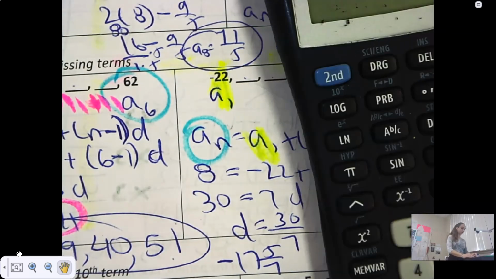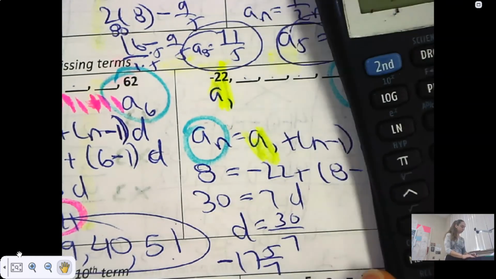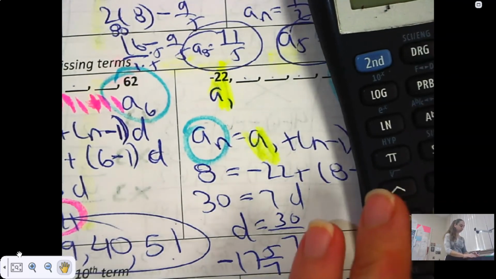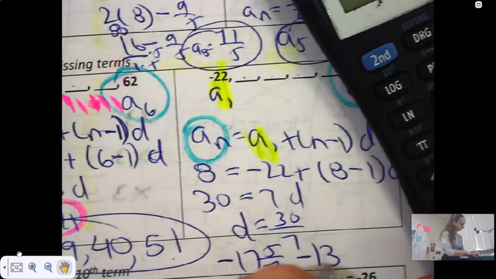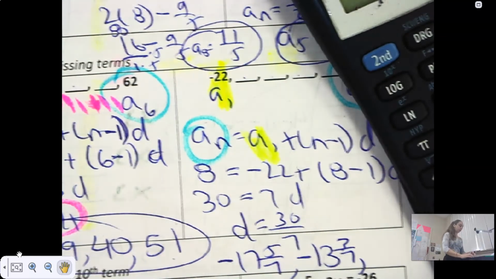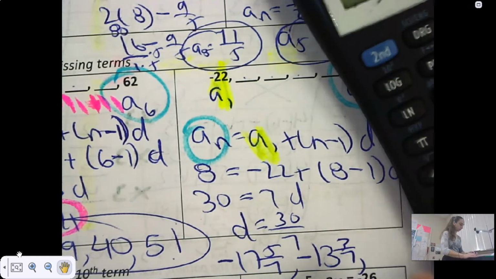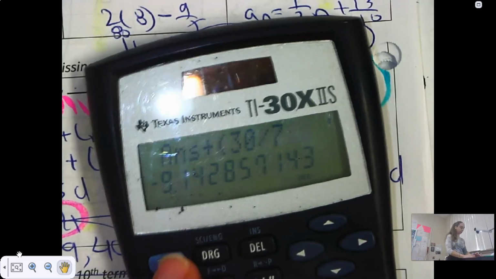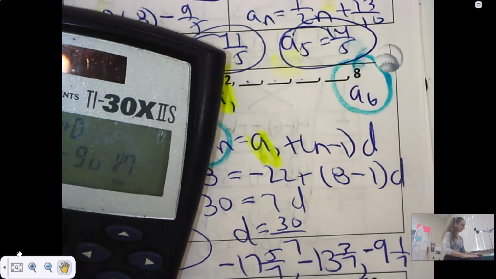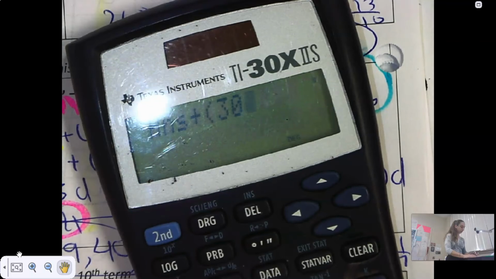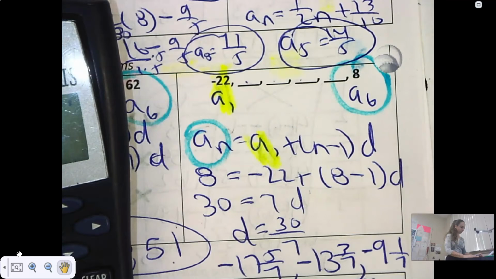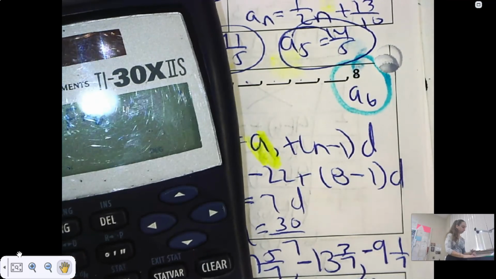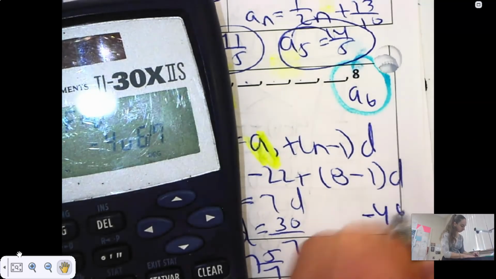And now, what's the pattern? Plus, what did I say it was? 30 divided by 7. Second PRB. Negative 13 and 3/7. And then I add, what is it? 30 over 7. Which you can't even see me do this, sorry. And you'll use Desmos, probably. Negative 9 and 1/7. And then I add 30 over 7. Uh-oh, I might have made a mistake. Did I make a mistake? Nope. Second PRB. Negative 4 and 6/7.